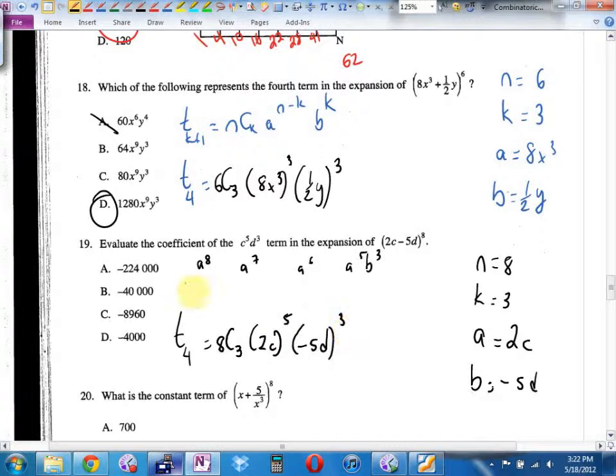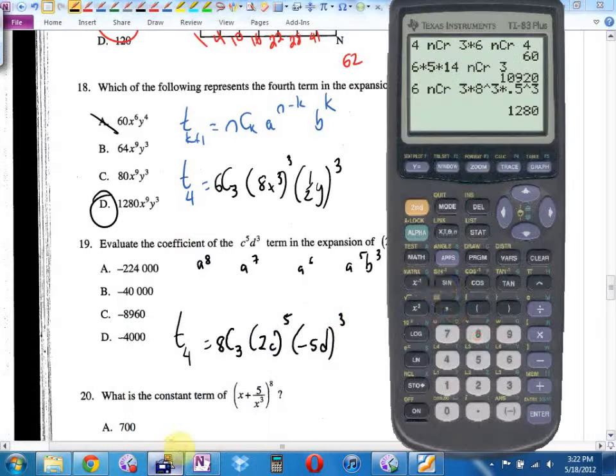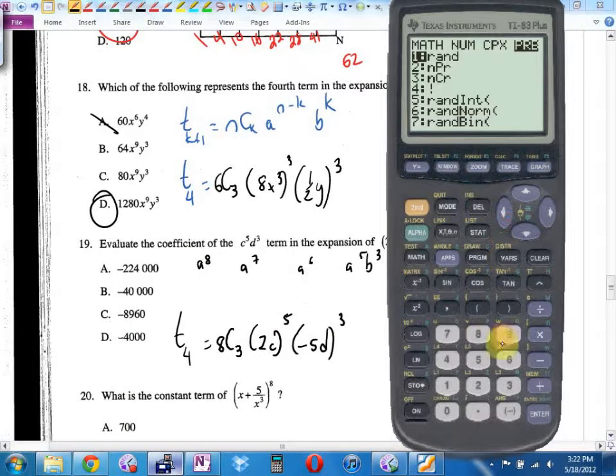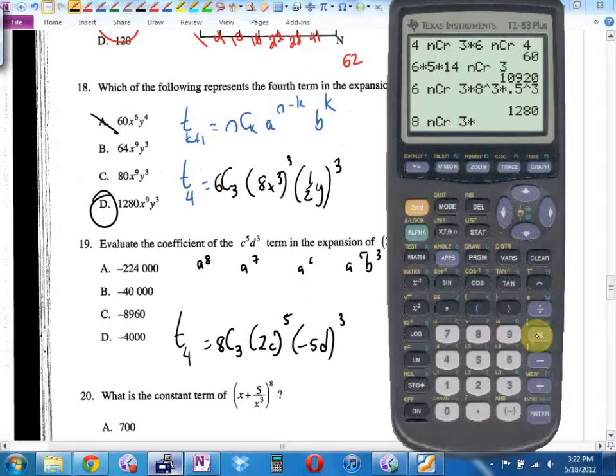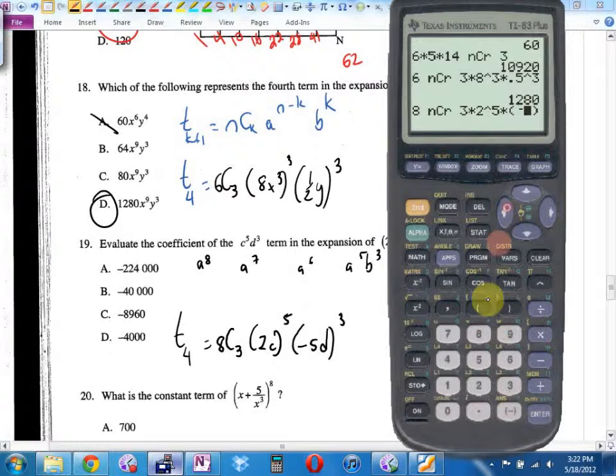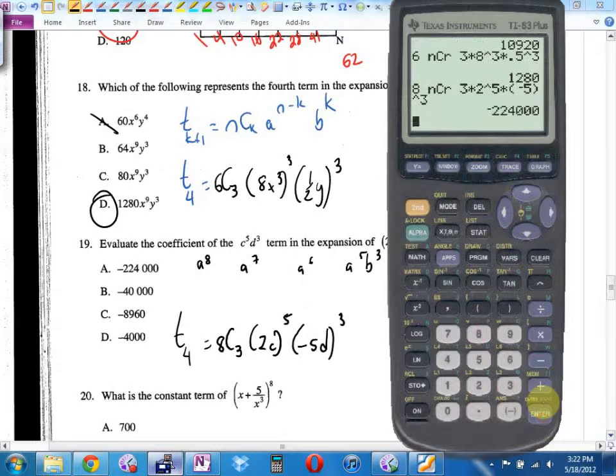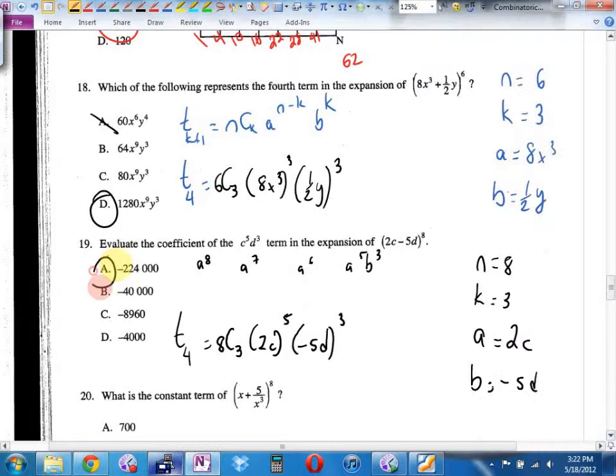And all they want is the coefficients, so let's look at the numbers. It's going to be 8 choose 3, a 2 to the 5th, and a negative, oh, brackets when I'm doing exponents, Mr. Dueck, a negative 5 to the 3rd. A.